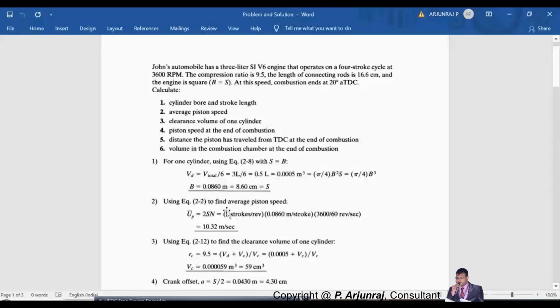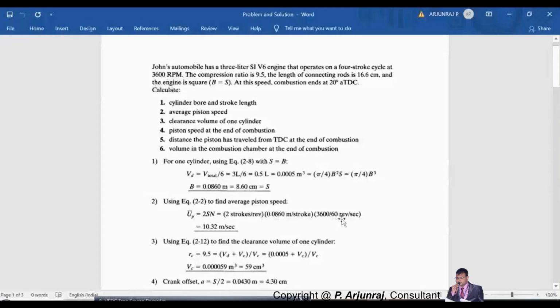Okay, and you also have the formula to calculate the average piston speed, which is nothing but 2 into S N, where S stands for the stroke length, and N stands for the speed. So here the speed is 3600 RPM. It is revolutions per minute. When you want to convert to per second, 1 minute has 60 seconds, so divide by 60. You need to convert that accordingly.